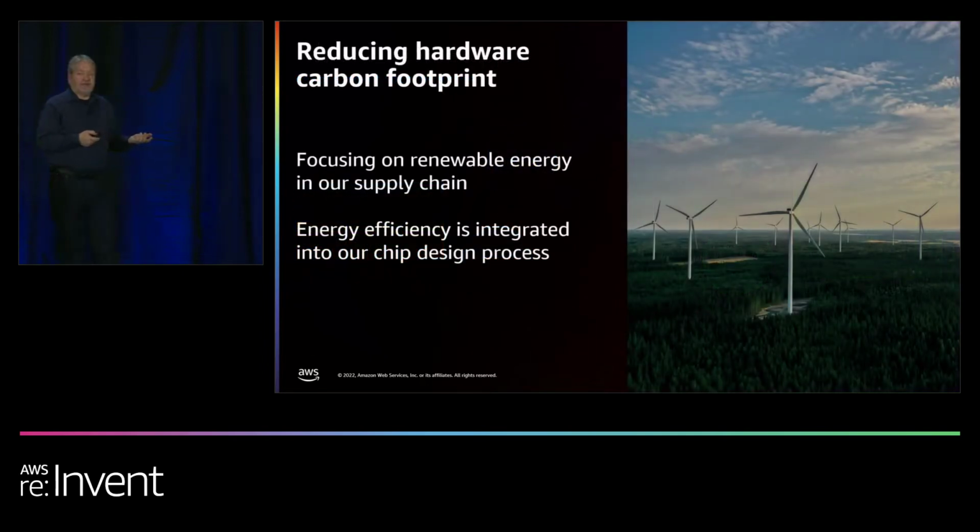So in addition to achieving Amazon's goal of powering our operations with renewable energy, we are also focused on increasing the use of renewable energy across our entire supply chain, which will help reduce, again, the embodied carbon in our hardware, that Scope 3 footprint. It's also important to ensure that our energy use is as efficient as possible.